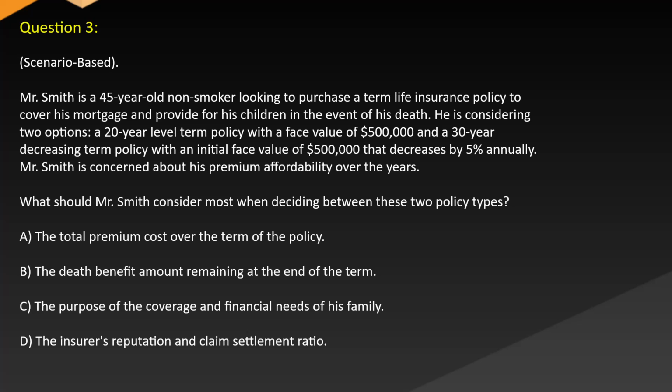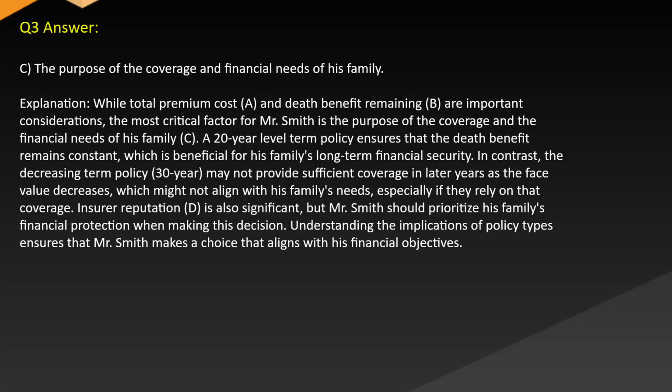A. The total premium cost over the term of the policy. B. The death benefit amount remaining at the end of the term. C. The purpose of the coverage and financial needs of his family. D. The insurer's reputation and claim settlement ratio. Answer: C. The purpose of the coverage and financial needs of his family.